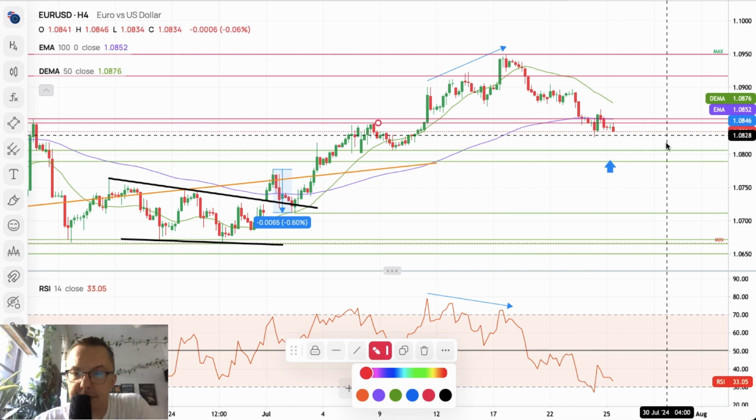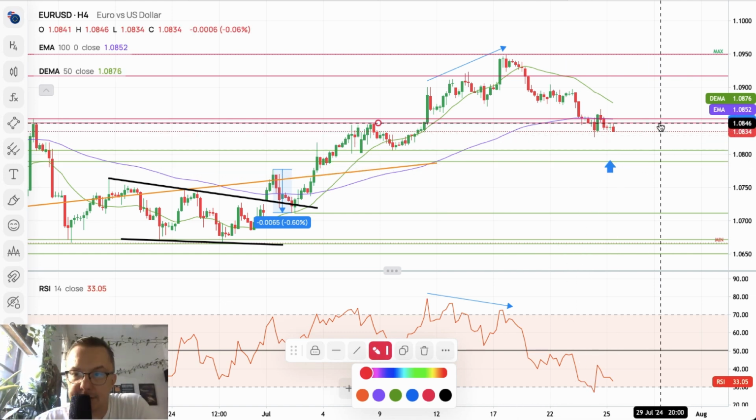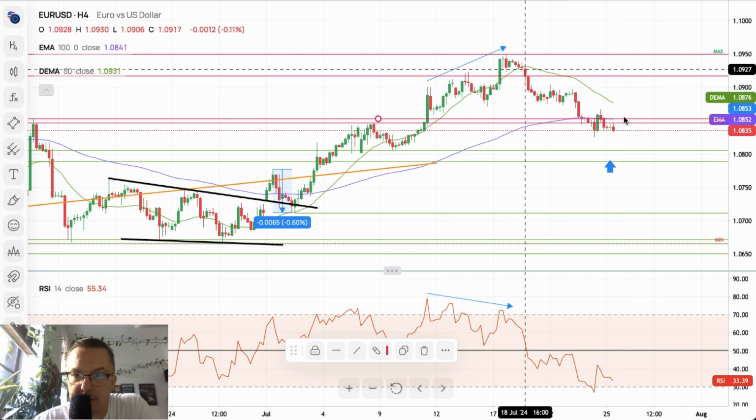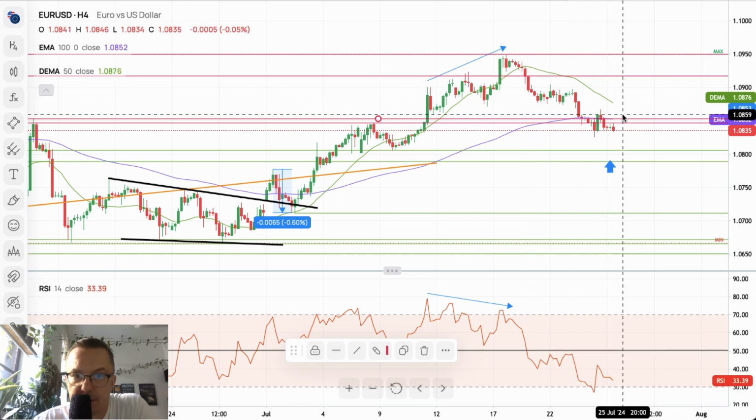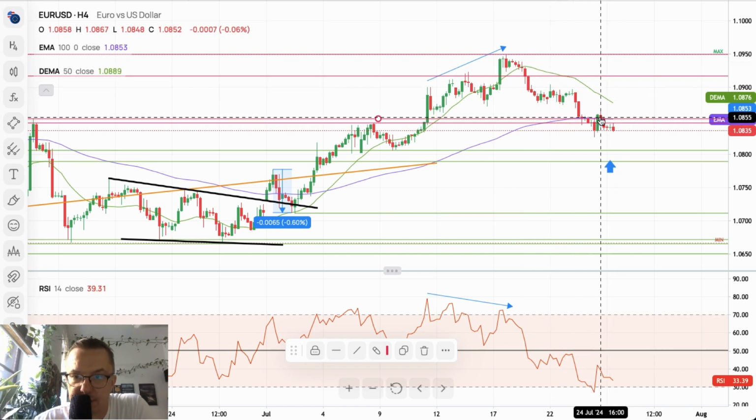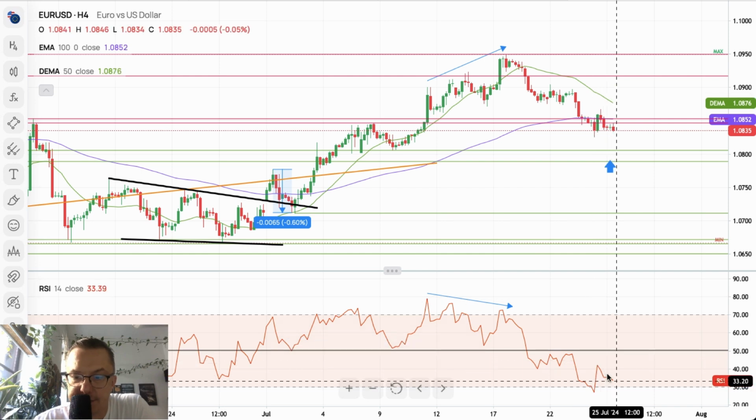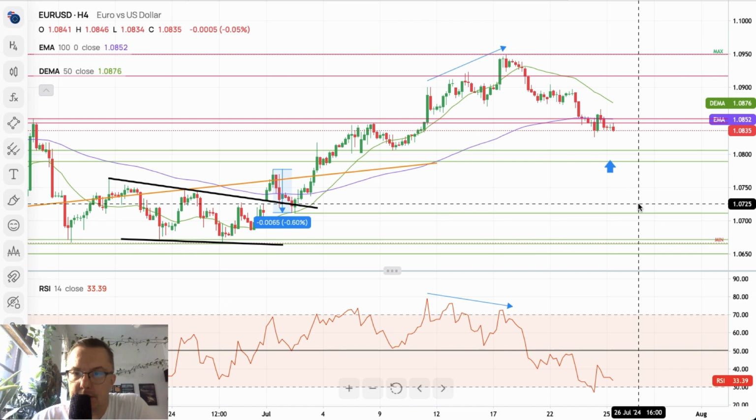Now these two levels here, 1.0847 and 1.0853, will now act as the technical resistance for the price, and the situation here is very simple. The market is trading below the 50 and below the 100 periods moving average. Momentum is negative. It's close to the level of 30 again. So the outlook here for the euro dollar is bearish.